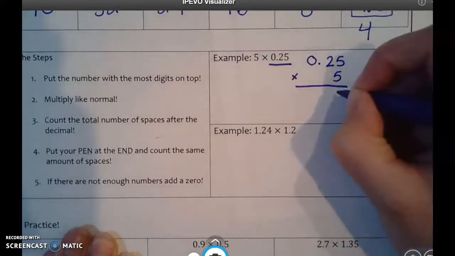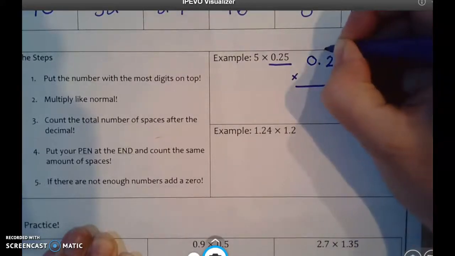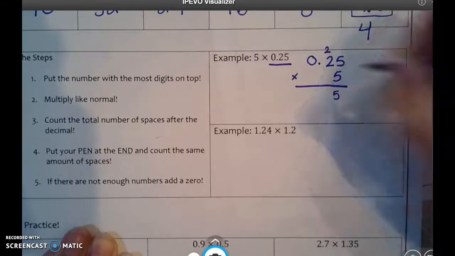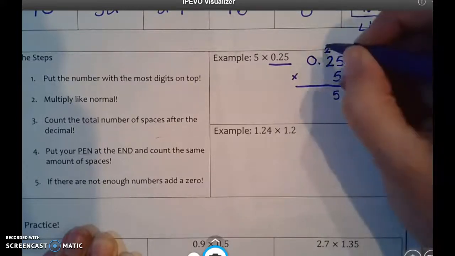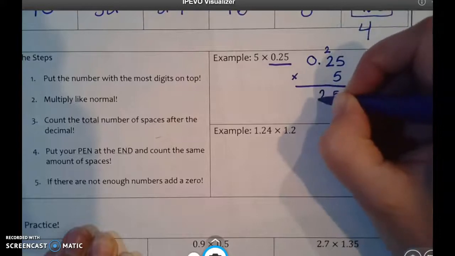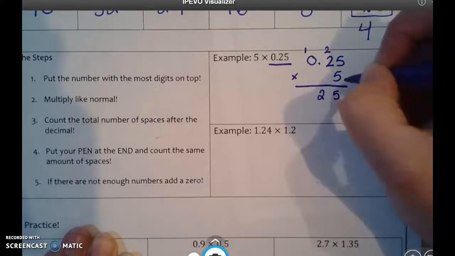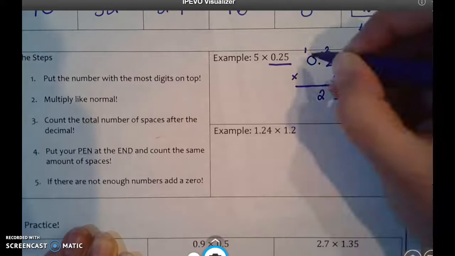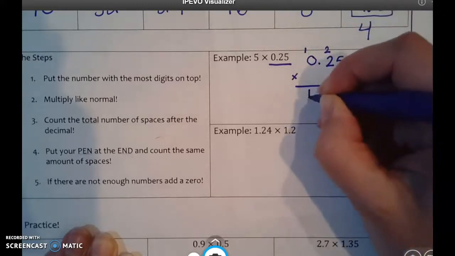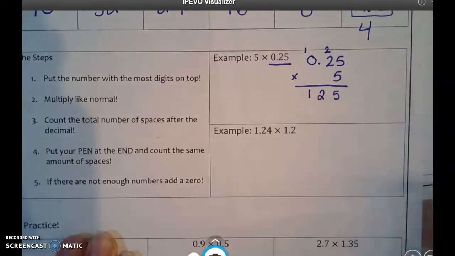So 5 times 5 is 25. 5 times 2 is 10. Plus my 2 is 12. 5 times 0 is 0. Plus my 1 is 1. Elsa, what is step 3?